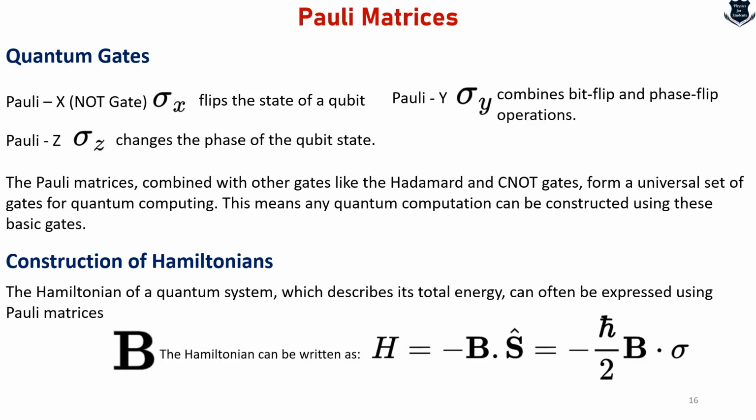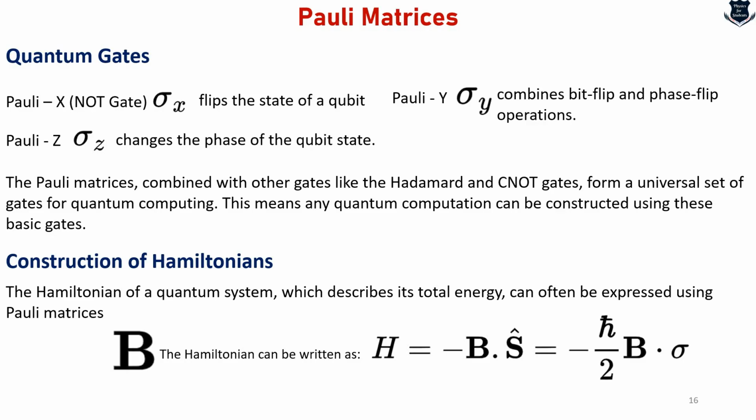One thing I would like to repeat here is that the Pauli X NOT gate flips the state, Pauli Y combines bit flip and phase flip, and Pauli Z changes the phase. What it actually means is that, like the Hadamard and CNOT gates, they form a universal set of gates. So the advantage is that any quantum computation can be constructed using these basic gates. You can also represent the total energy using a Hamiltonian.